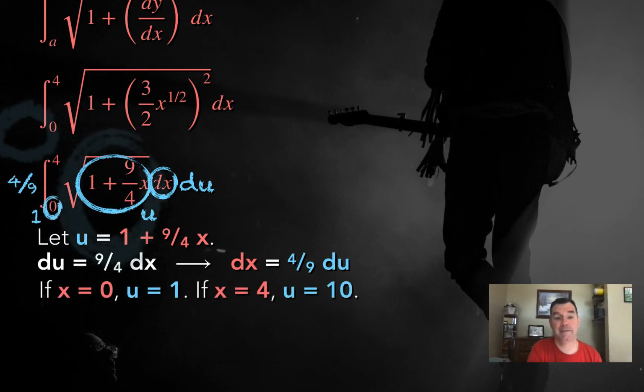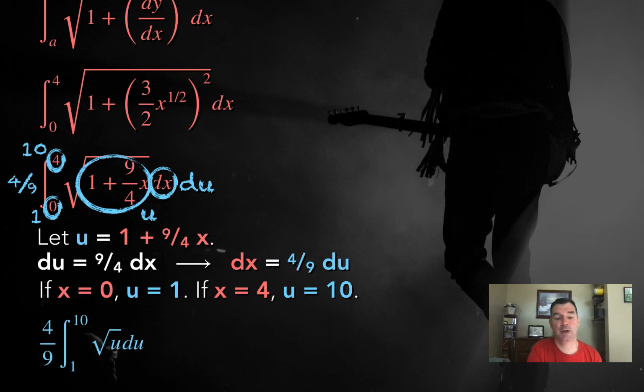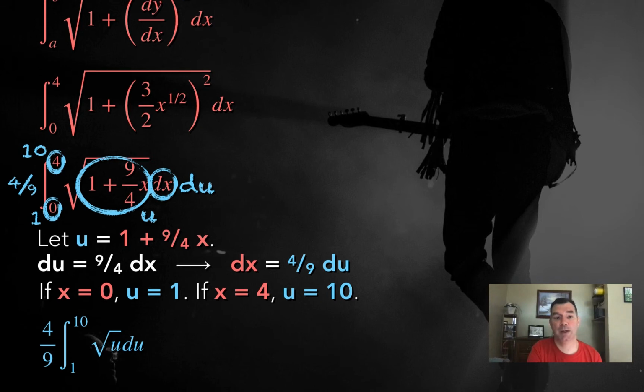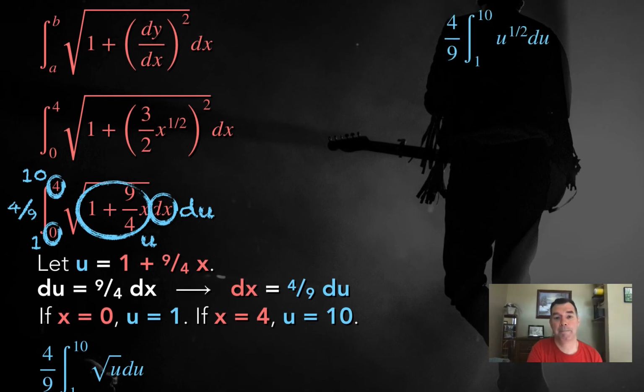And now if x equals 0, then u is going to equal 1. And if x equals 4, then u is going to equal 10. I got that by plugging in those x values into the equation u equals 1 plus 9/4 x. And that got me to my u values, which I can use in my integral because now my integral is in terms of u. So now my integral is 4/9 times root u from u equals 1 to u equals 10. All right, or u to the 1/2 instead of root u.